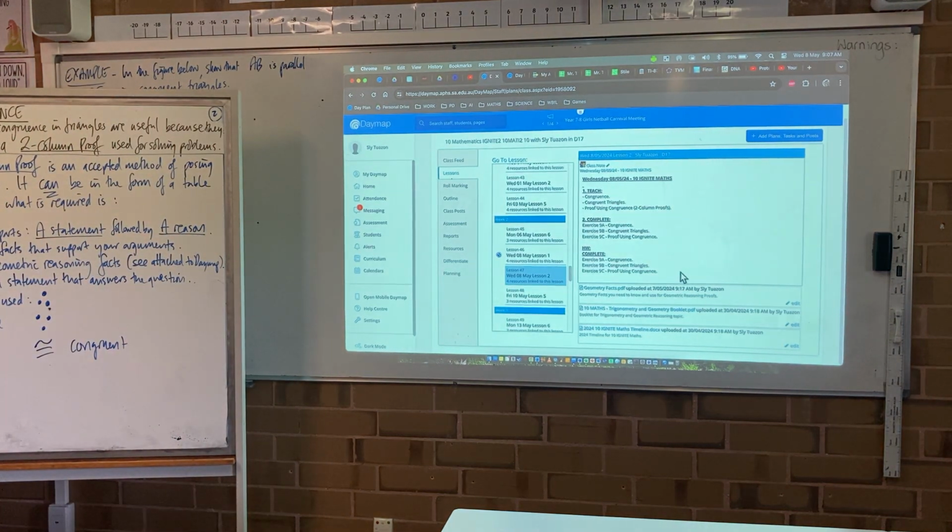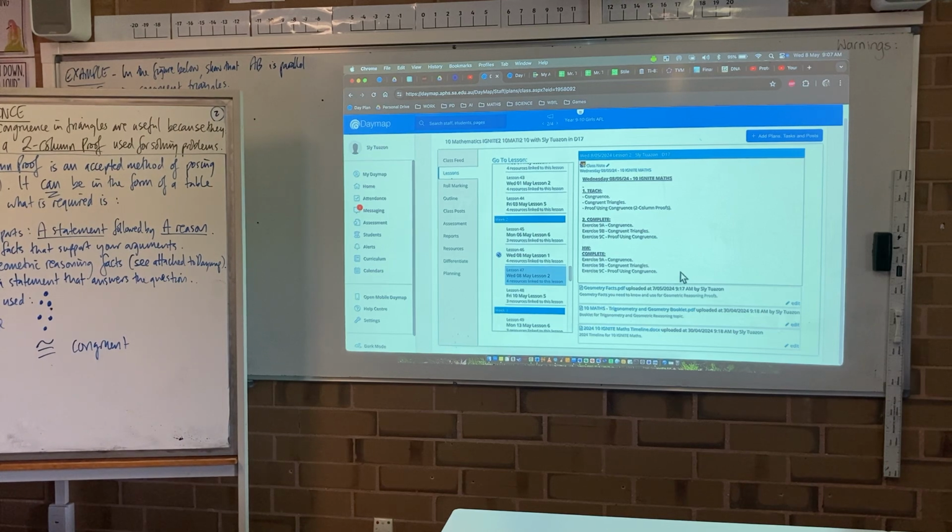I'm hoping that you did proofs like this. What is a proof using congruence? Because we have 4 facts here that prove that 2 triangles are congruent. These are useful because they can be used as part of a 2-column proof.